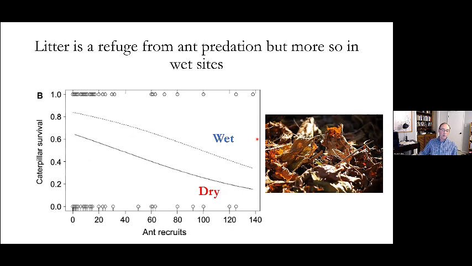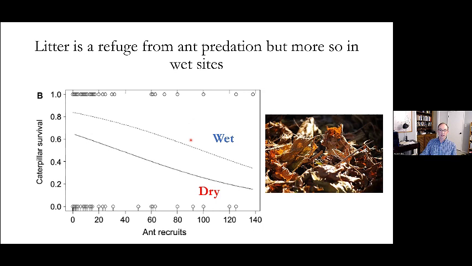If we look overall, we find that wet sites have higher caterpillar survival, and this was true irrespective of the number of ants. So if we standardize the number of ants, we find still higher survival in wet sites than dry sites. The difference between wet and dry was about 0.2 probability of caterpillar survival. The difference in the ant density is slightly larger. It's a 0.3 to 0.4 difference in survival of our caterpillars to maturity. So a benefit of being in wet sites for our caterpillars.